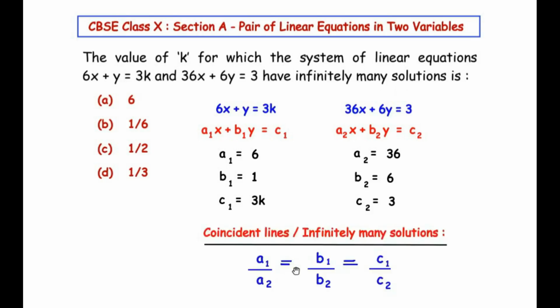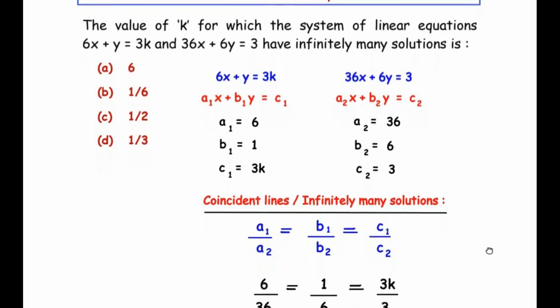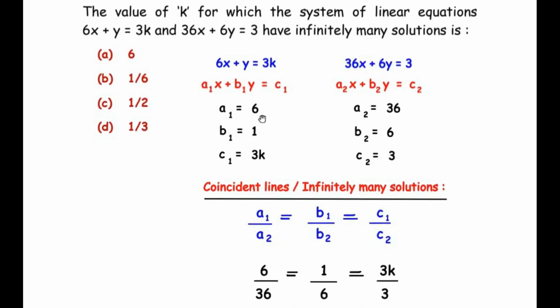a1 over a2 is equal to b1 over b2 is equal to c1 over c2. Now we have already got the values of these variables, so we have to just plug in their values. So a1 over a2 becomes 6 over 36, is equal to b1 over b2 which becomes 1 over 6, is equal to c1 over c2 which becomes 3k over 3.